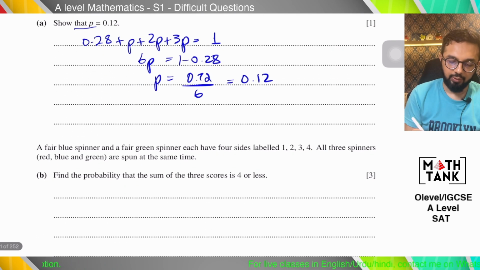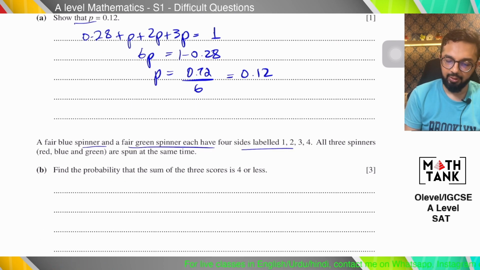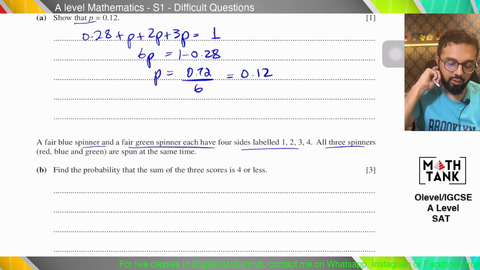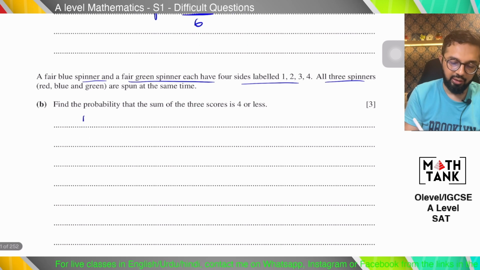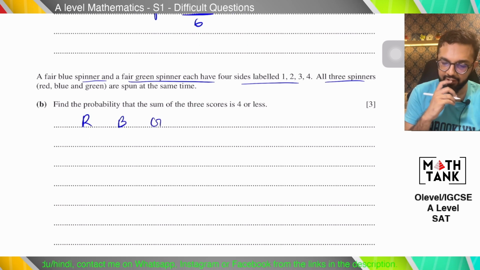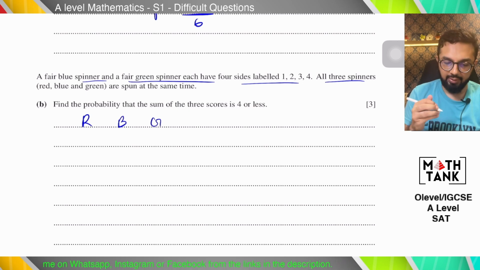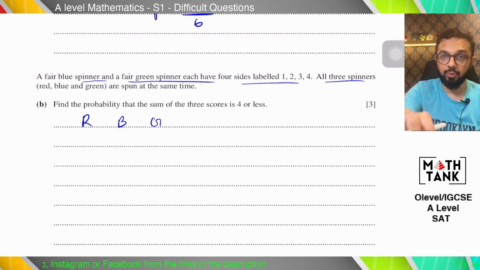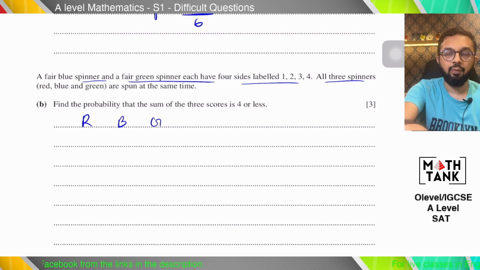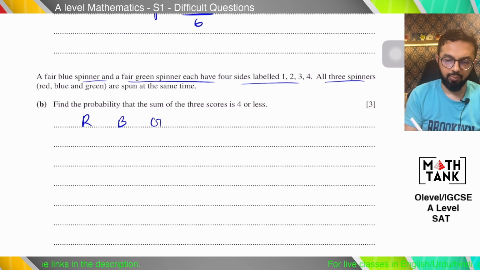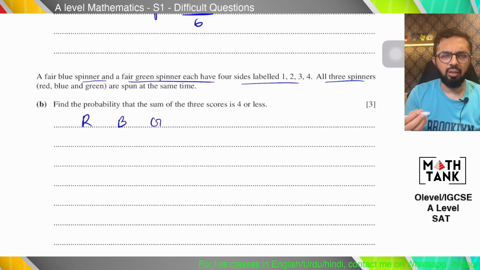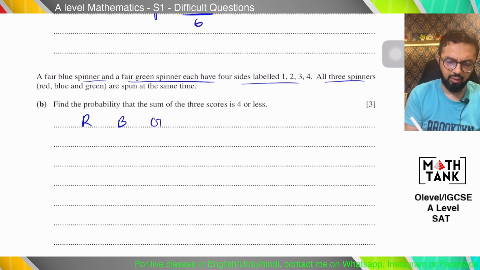Okay, a fair blue spinner and a fair green spinner are each labeled 1, 2, 3, 4. All three spinners, red, blue, and green, are spun at the same time. Find the probability that the sum of the three scores is 4 or less. So I'll have to imagine the scores because I cannot make any diagram for three four-sided spinners. So I can't really make a possibility diagram. Let me start thinking of the outcomes.